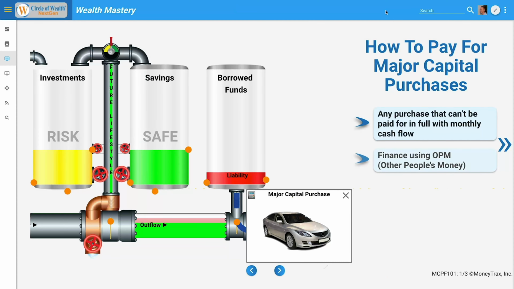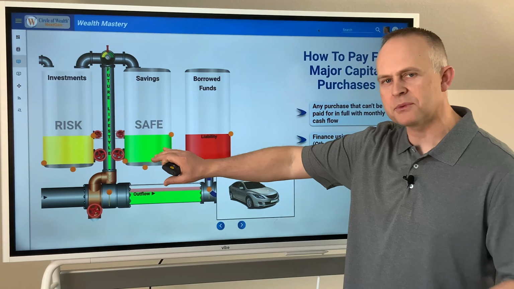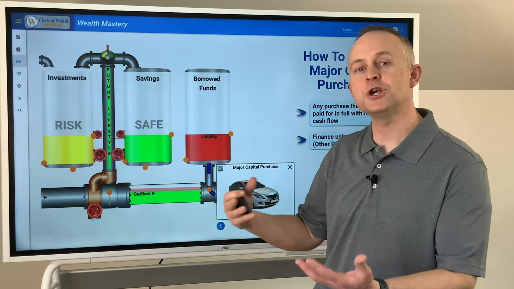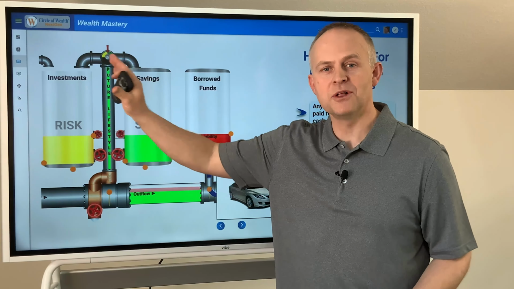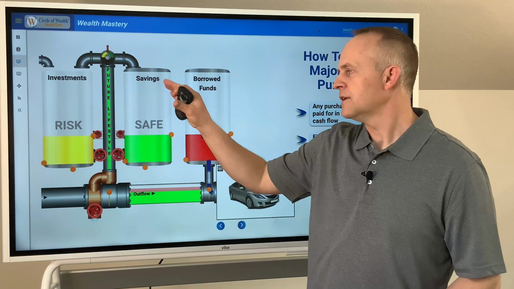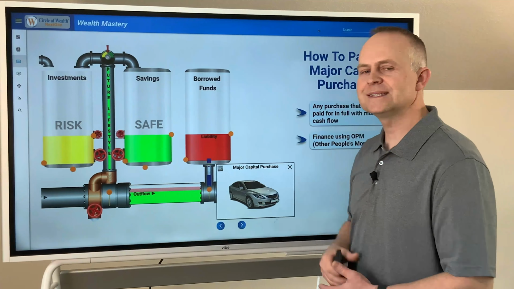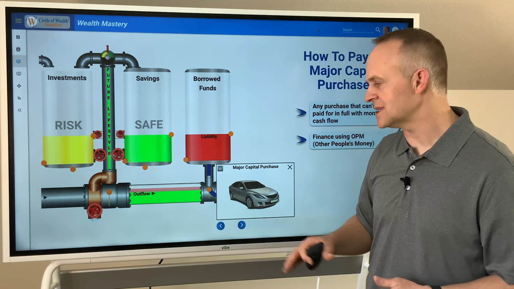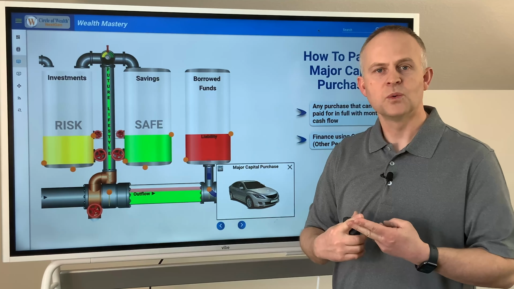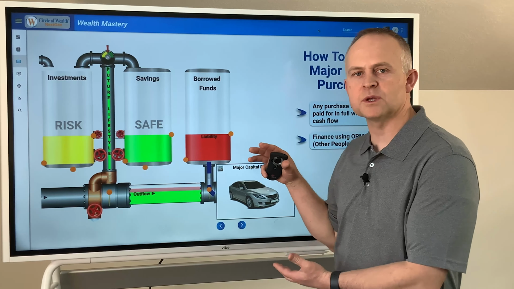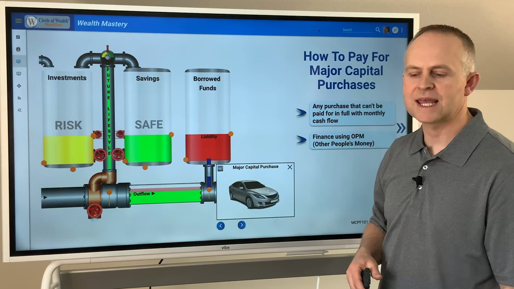All right, so financing it using other people's money is the first option. Now, by using other people's money, we're going to need to borrow somebody else's money. So we've got our money here, but remember, these tanks are for the future. In case we lose our income or when we retire and we voluntarily no longer have any more income, we need these tanks for our future. So we're going to use somebody else's money as one of the options to pay for these major capital purchases. A car loan, a student loan, whatever the case may be, these are loans that we're going to be using to pay for these major capital purchases.